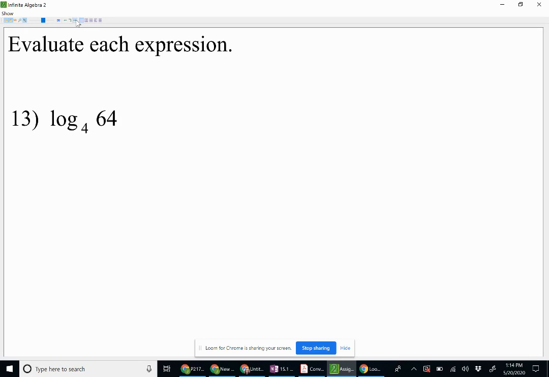Okay, this should be an easy one. 4 to what power is 64? Well, 4 times 4 is 16, times 4 is 64, so 4 to the third is 64. Easy.